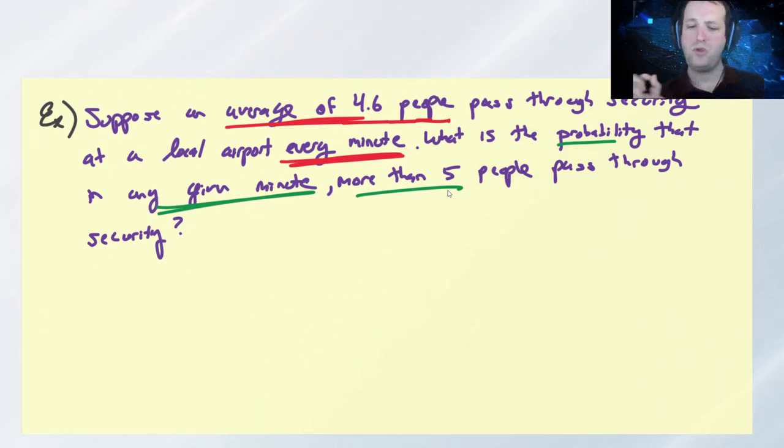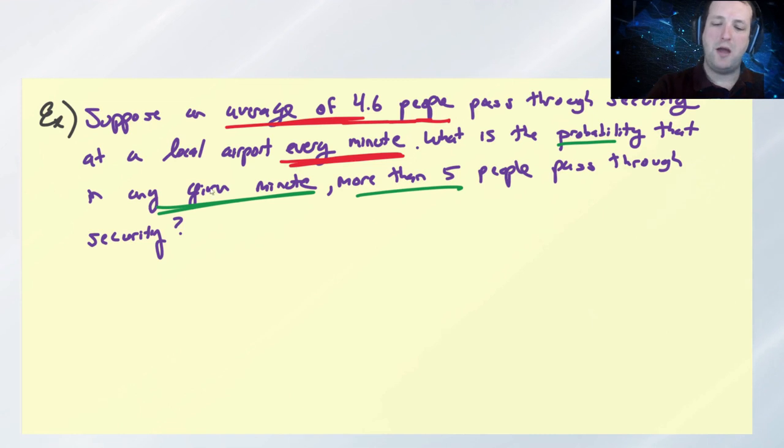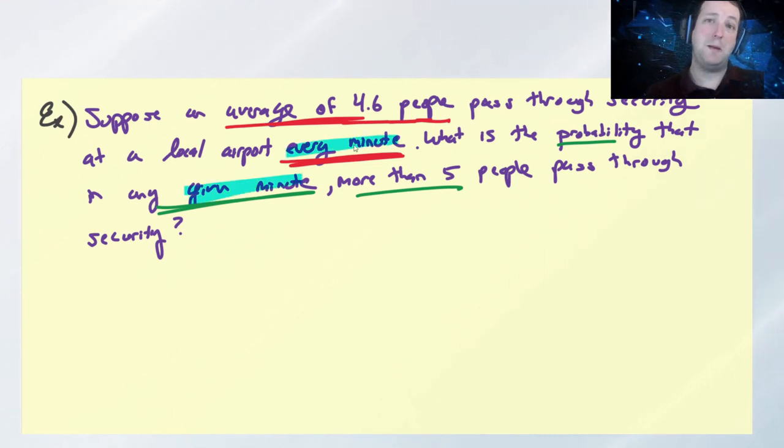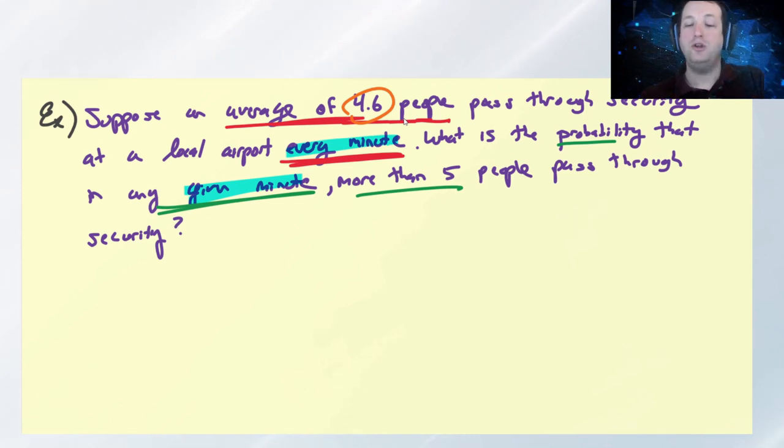Notice here that the interval of time, a given minute, is the same. You need to make sure that the problem is not asking what is the probability that in any given hour, more than 5 people pass through security. That would be slightly different. Of course, if the distribution across every single minute is uniform, you can simply multiply this average 4.6 by 60, and that's going to give you the average number of people that pass through security at a local airport every hour. Notice that's different than multiplying the probability by 60. Really big difference there.